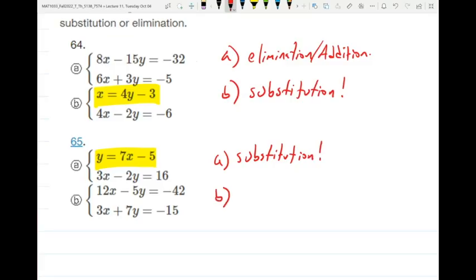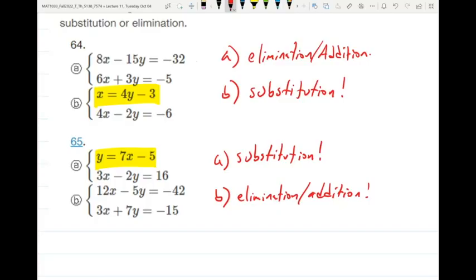And how about B? What would you use here? Elimination and addition. So elimination, right? Elimination, addition, same. So again, you need to do problems to get a feeling of which one is the best one to use, okay? And just trying to give you some hints.